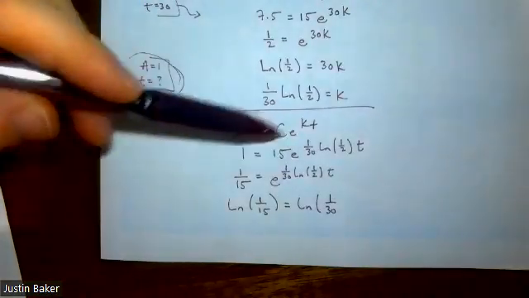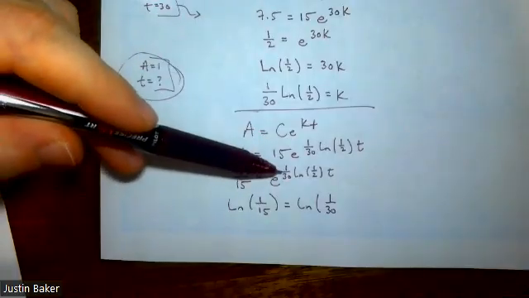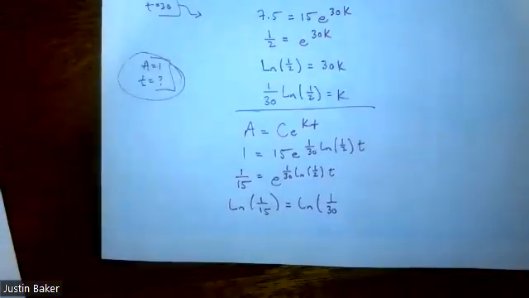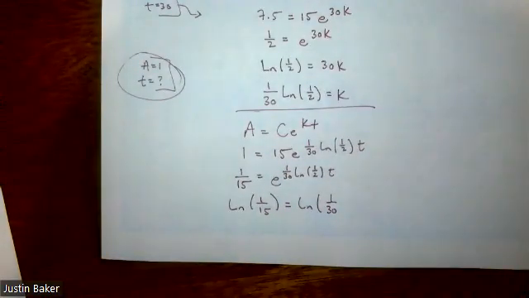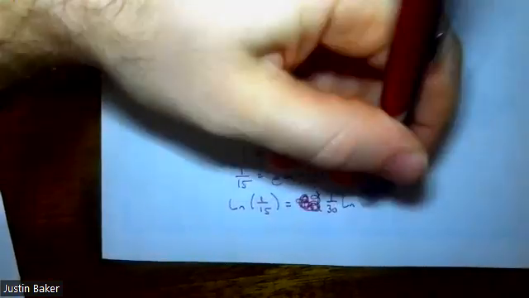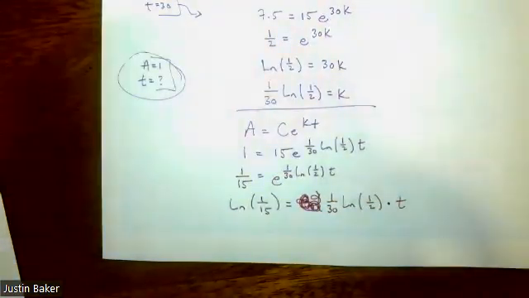See, where does that give us? We need natural log that side. Natural log of e to the stuff is the stuff. So the stuff is 1/30. I didn't need a natural log there. 1/30 natural log of a half times t.